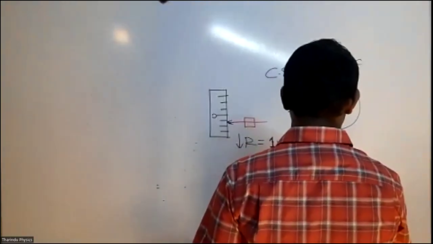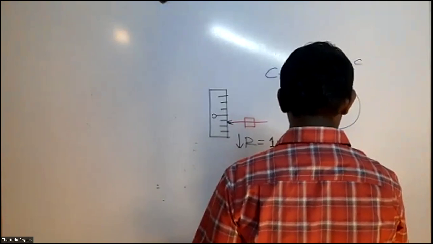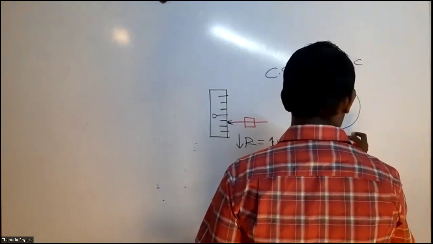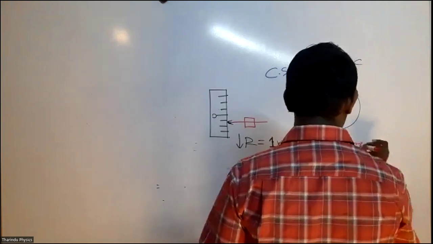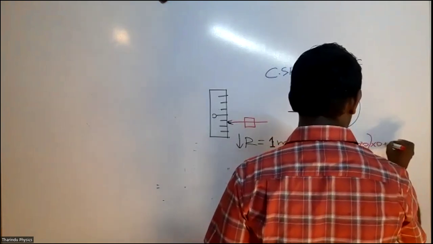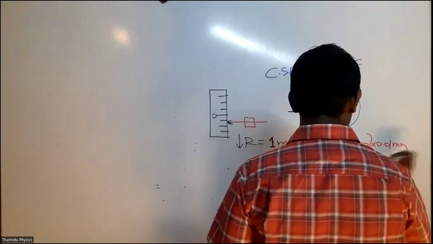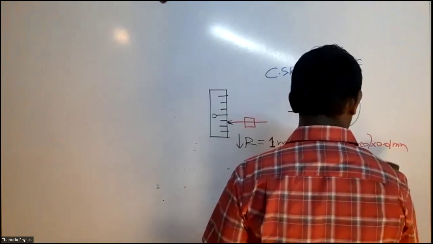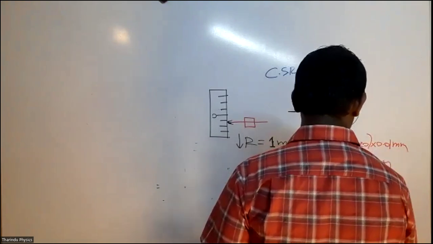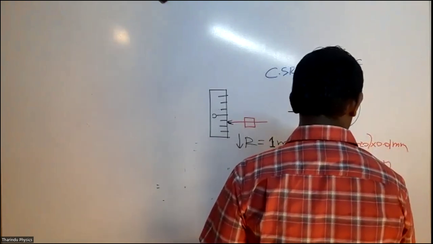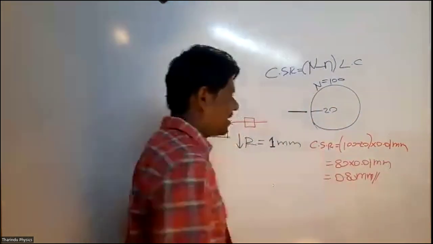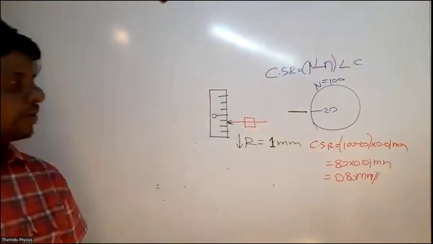Now write it like CSR equals 100 minus 20 times 0.01 millimeter. So your answer is 80 times 0.01 millimeter. So the answer is 0.80 millimeter. Very, very simple reading. I'm sure you understood it.